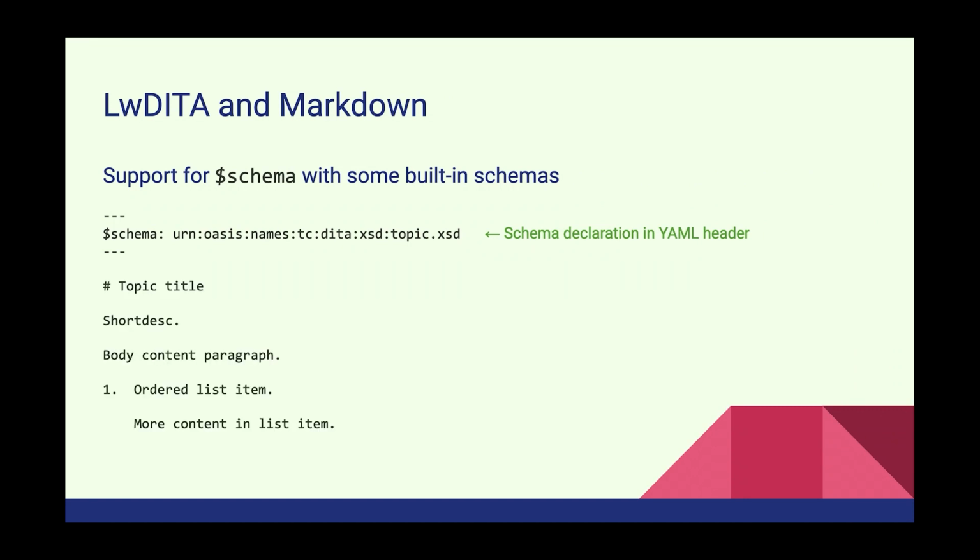Then you just add your content. Can everyone see this? Is it too small? Then you just add your content. And in this case, we declare this file to be a topic. And here's the topic. You have the topic title, short description, sub-body content, and ordered list. By default, all Markdown files and lightweight DITA files, mDITA files, are topics.